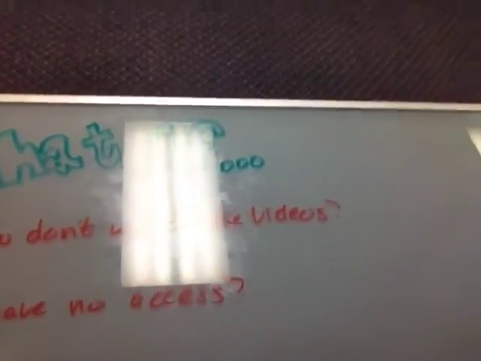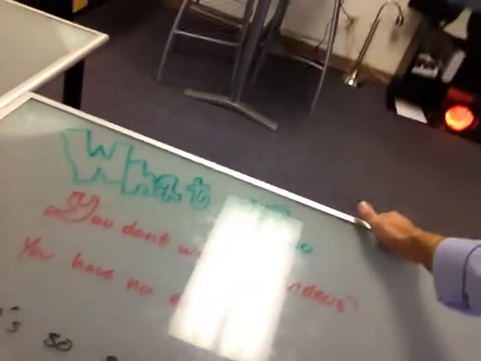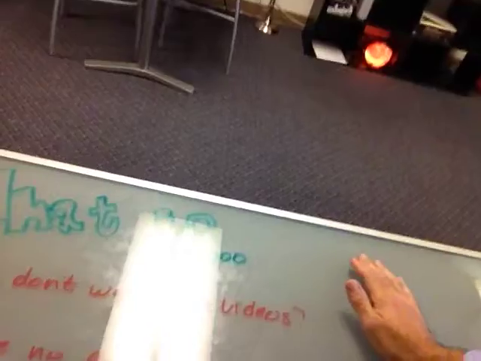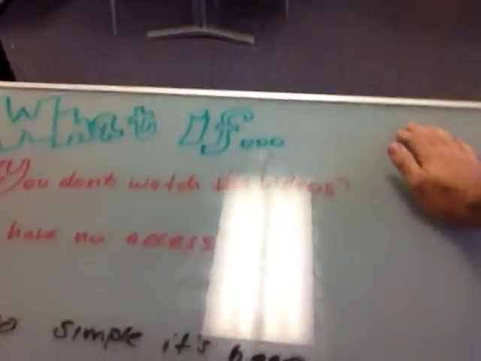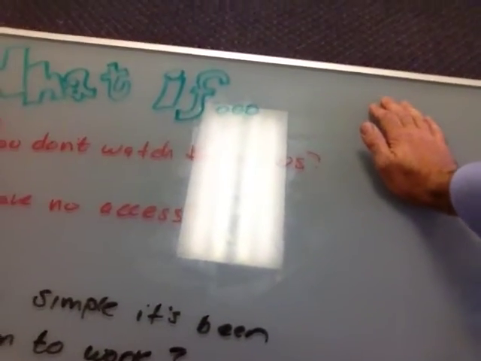And finally, the what if portion here. Let's see if I can get this right without the glare. I don't know if you can see that. There's a pretty good glare on there. But let's do it like this. What if kids don't watch the videos? What do we do then? You'll have plenty of time in class to watch the videos if you didn't do it at home.